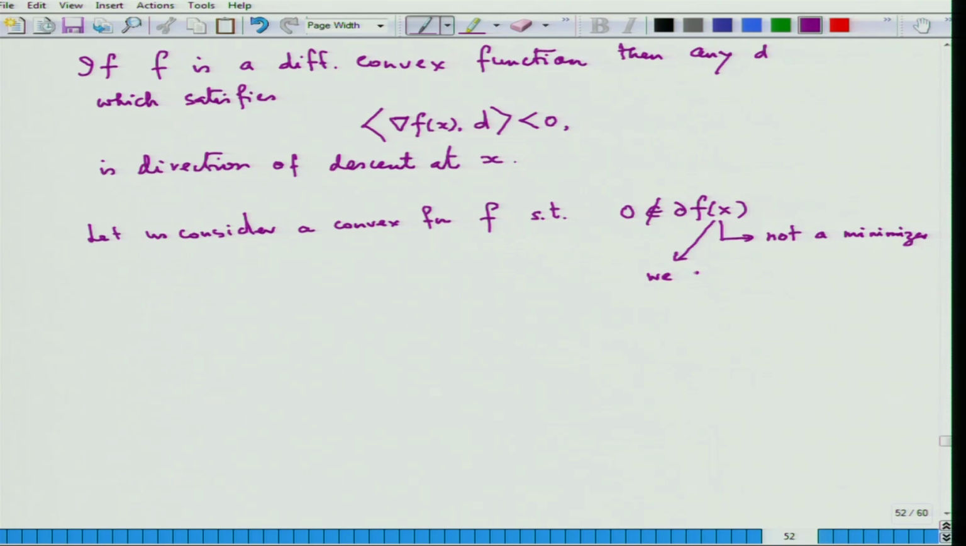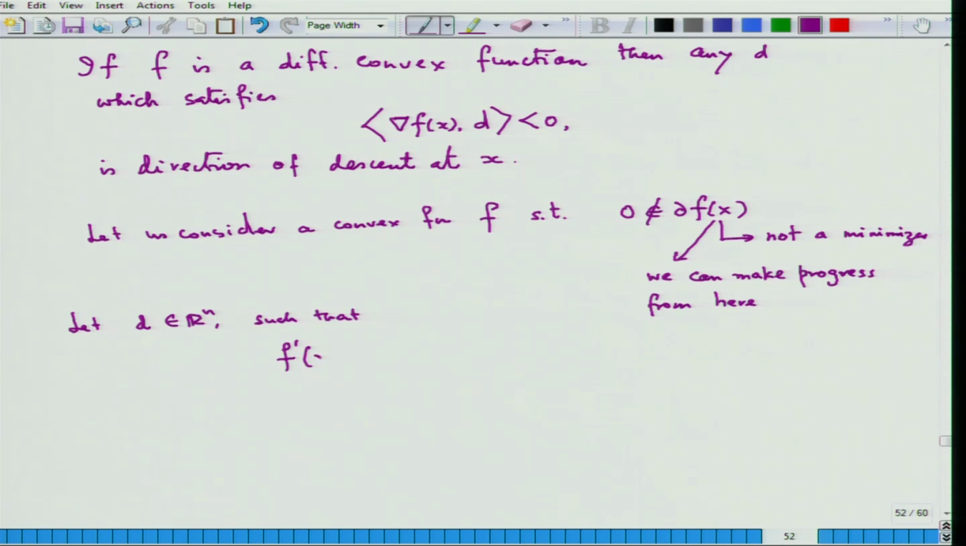So, we can make progress from here. So, how do you do that? One way is to assume that, to imitate this fact, let d be an element of R^n such that the directional derivative of f at x in the direction d is strictly less than 0.